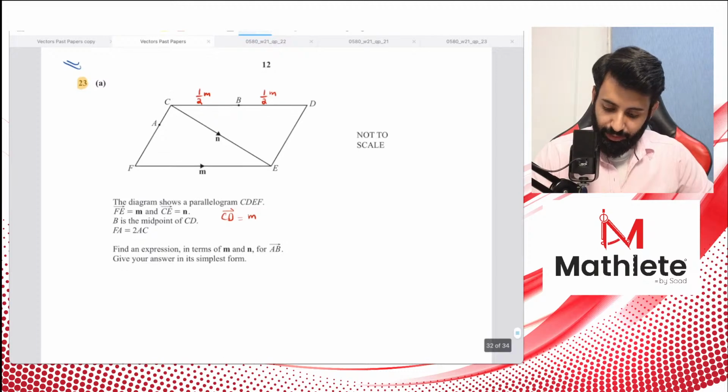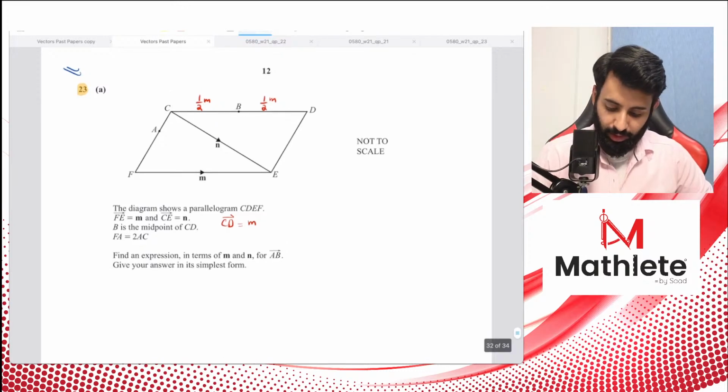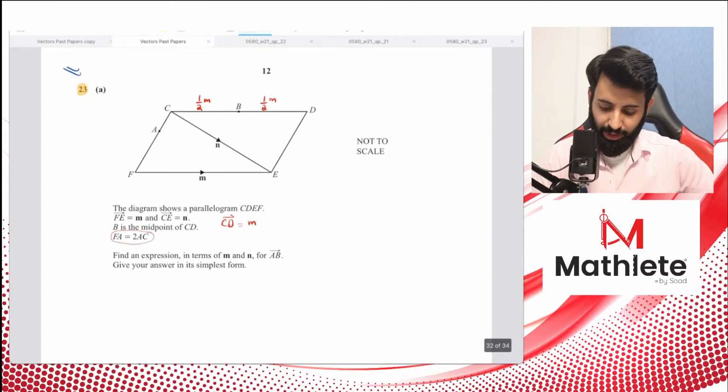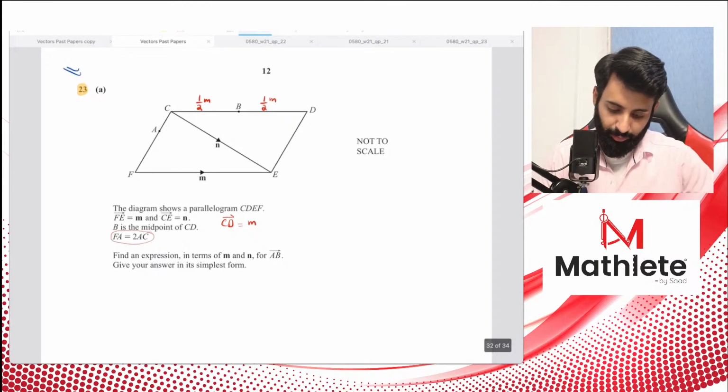Then it says FA is equal to twice of AC. Okay, so there's not much we can do with this because we don't know what FA is and we don't know what AC is. At least we don't know it yet. Now let's see what the question wants us to do.